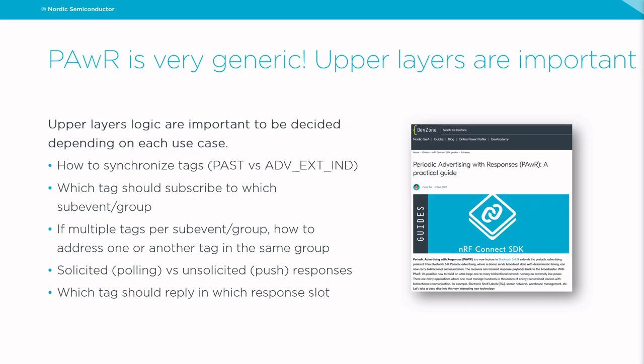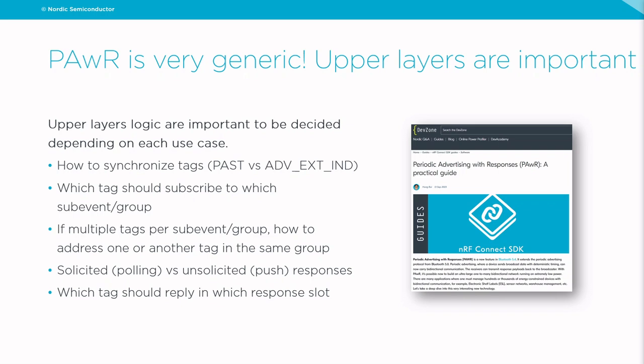Indeed, as already mentioned, the PAwR is very flexible. It sets a maximum number of sub-events and response slots, but the actual number and the timing can be decided depending on the use case. You will need to decide many aspects indeed for implementing a system. For example, how to synchronize devices, as there are two ways to synchronize them to the PAwR according to the standard.